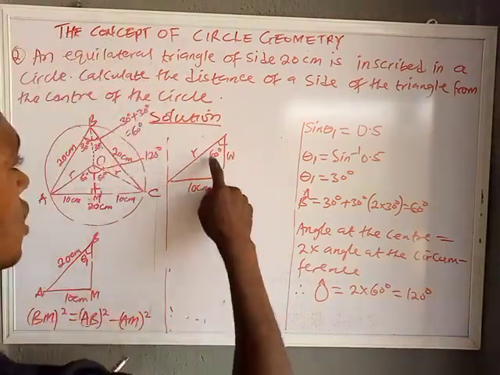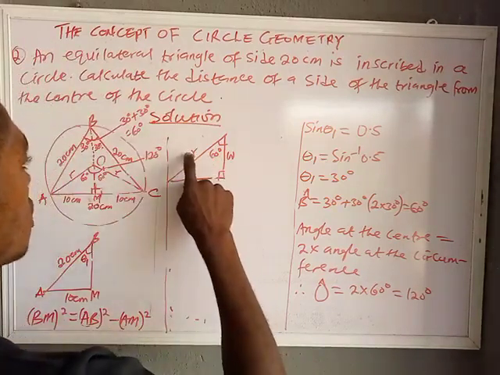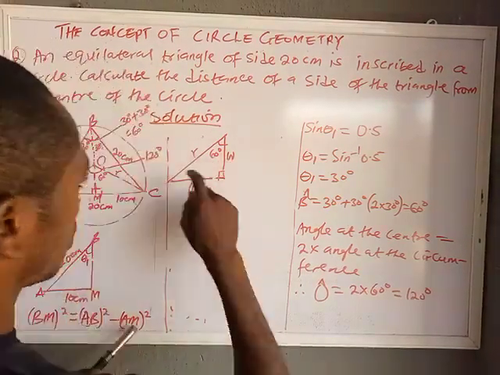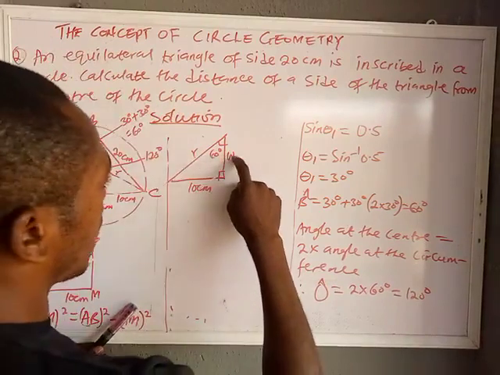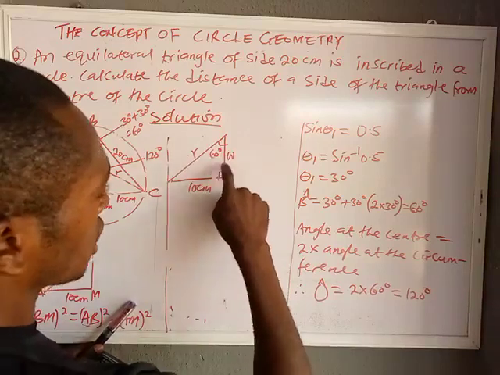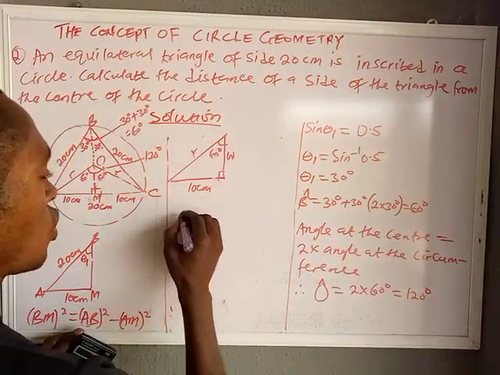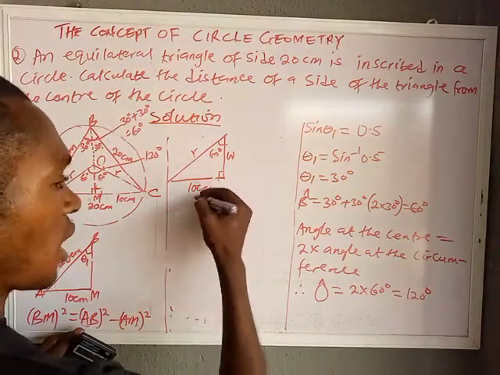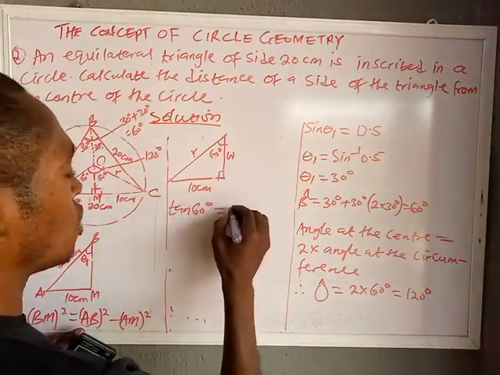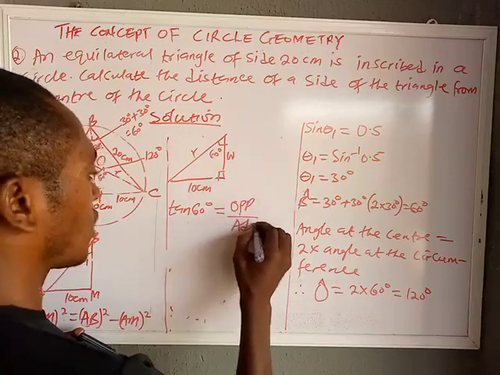Now, we can easily say opposite over hypotenuse, but we don't know the radius, and we don't know this. So we are looking for this place. So our consideration is going to be opposite over adjacent, because this is what we are looking for, not the radius. Opposite over adjacent is tan. That's the formula for it.